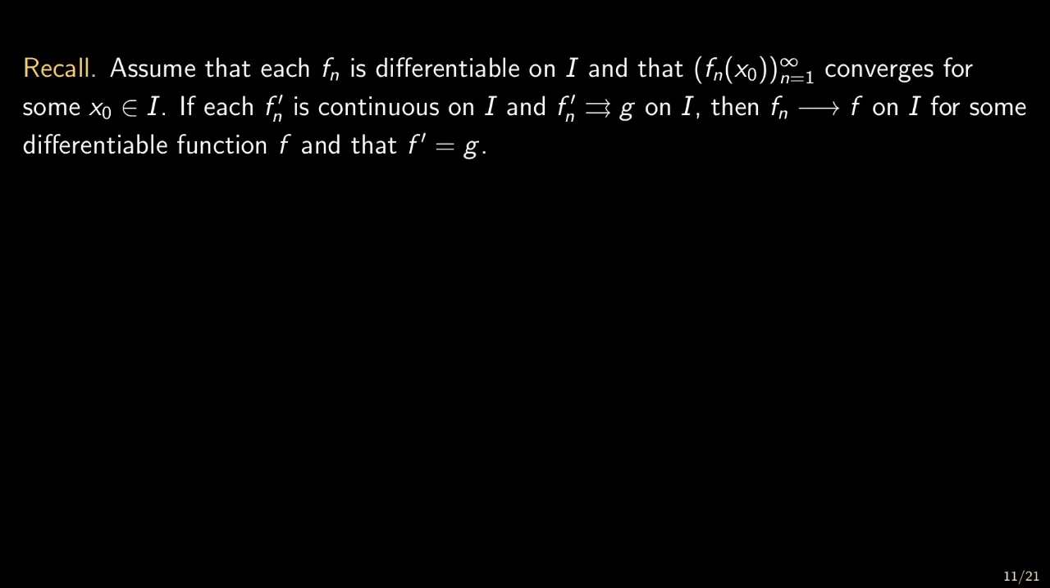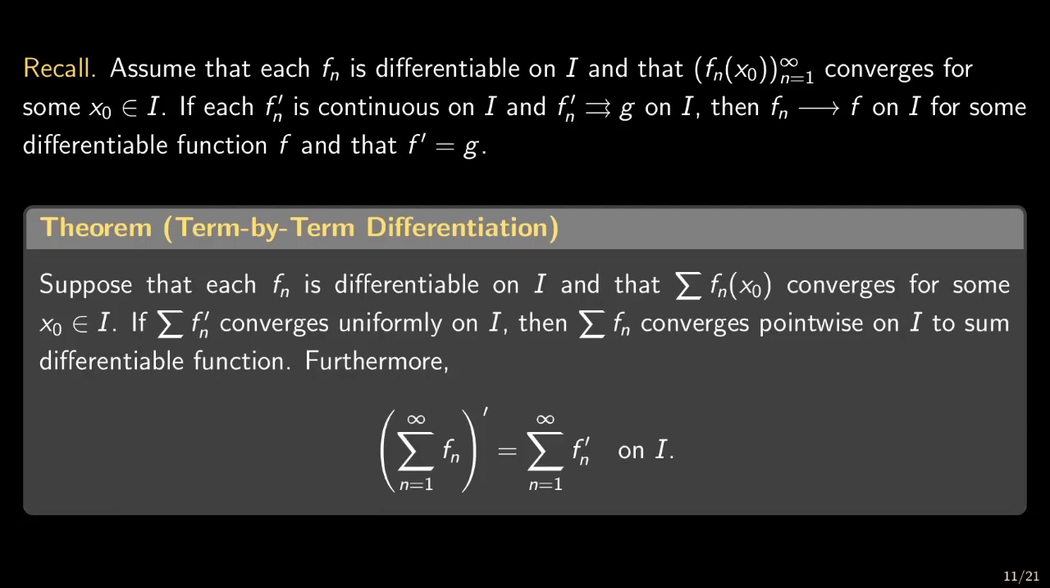Furthermore, this function f is actually differentiable and its derivative is g. Meaning to say, g is precisely f prime, so that the limit of the derivative is equal to the derivative of the limit. If we apply this to the sequence of partial sums of an infinite series of differentiable functions, we get a property called term-by-term differentiation.